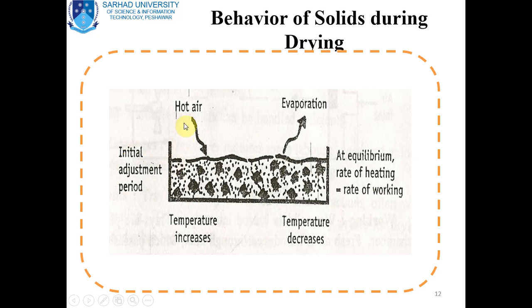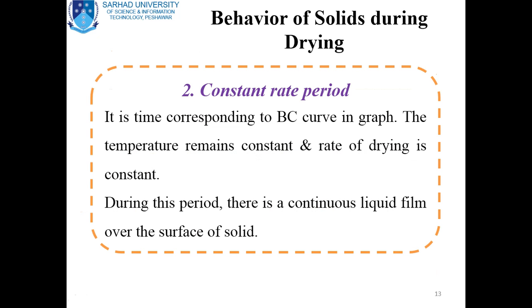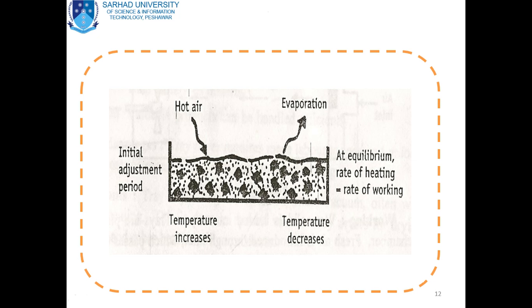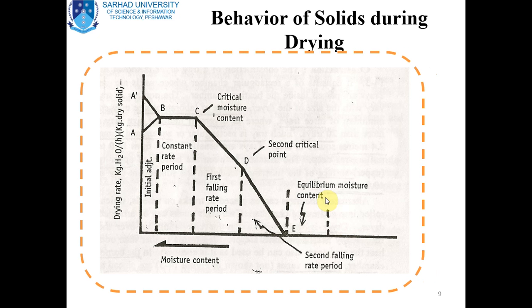After the initial period of adjustment, when the temperature increases, hot air is given and evaporation occurs, and at equilibrium the rate of heating becomes equal to the rate of cooling, and the temperature decreases after the evaporation. The second distinct zone is the constant rate period, which you can see on the graphical representation as BC in the graph.